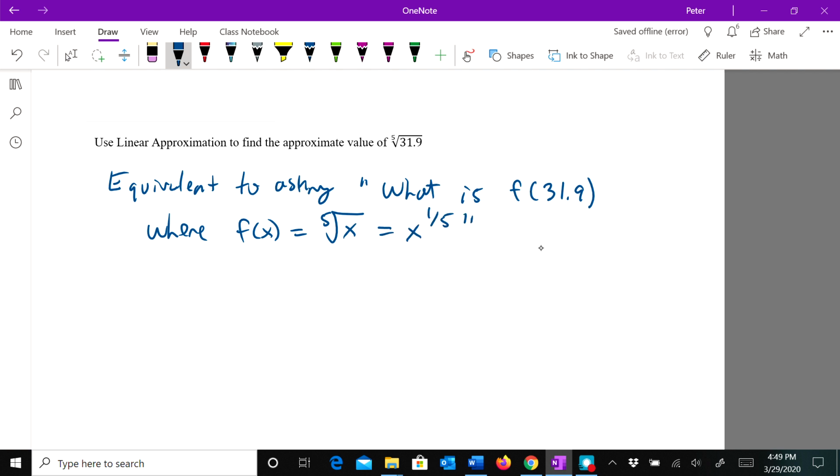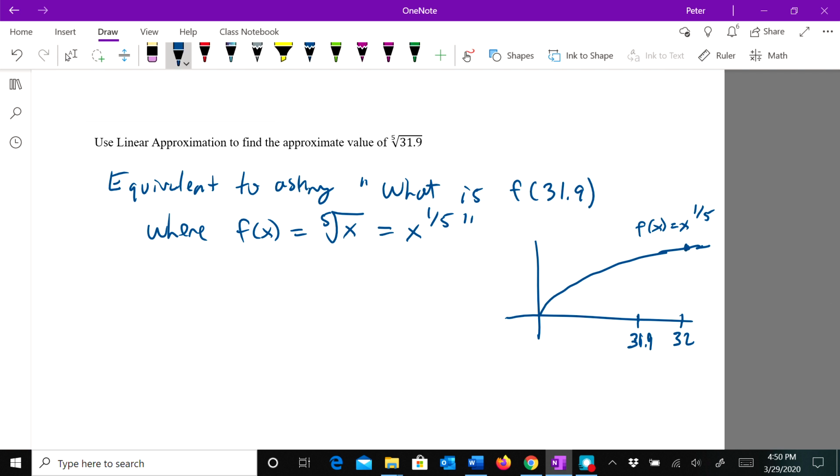So what we're doing is supposing that we have some function here, which is like f of x equals x to the 1/5. What we're saying is, here's 31.9. What's the approximate value of that? Now it's going to be a lot easier to calculate the fifth root of 32 than it is to calculate the fifth root of 31.9. So what I'm really doing here is I'm going to draw in this tangent line, and I'm going to use the tangent line to approximate the function instead of the blue curve that you see.